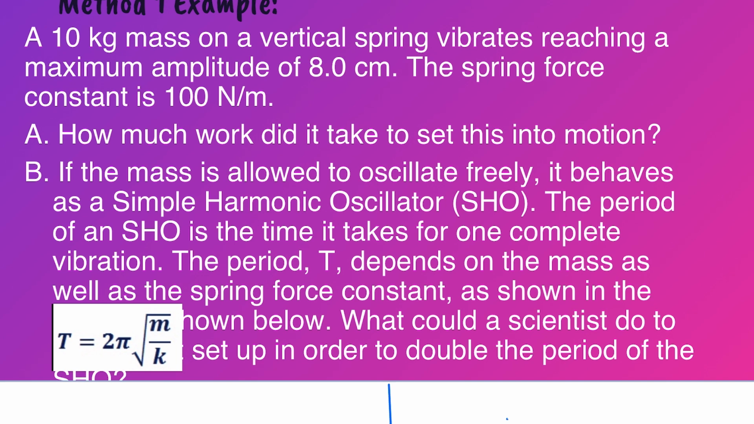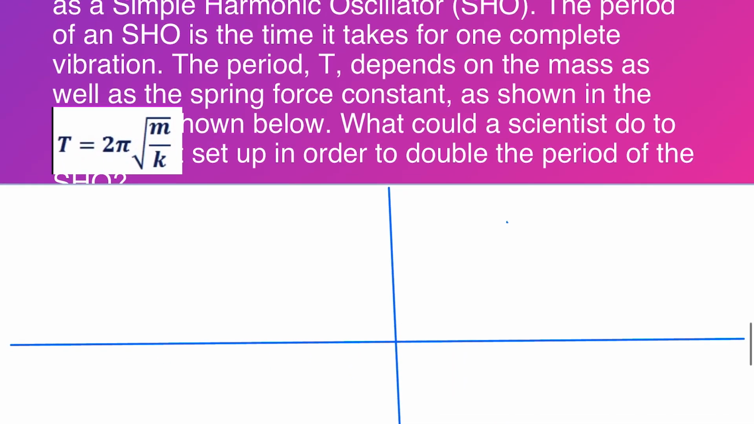And part B, if the mass is allowed to oscillate freely, it behaves as a simple harmonic oscillator. The period of a simple harmonic oscillator is the time it takes for one complete vibration. The period T depends on the mass as well as the spring force constant, as shown in the equation that's now overlapping in my picture. What could a scientist do to the setup in order to double the period of the SHO? So let's go through the problem solving process to tackle part A first.